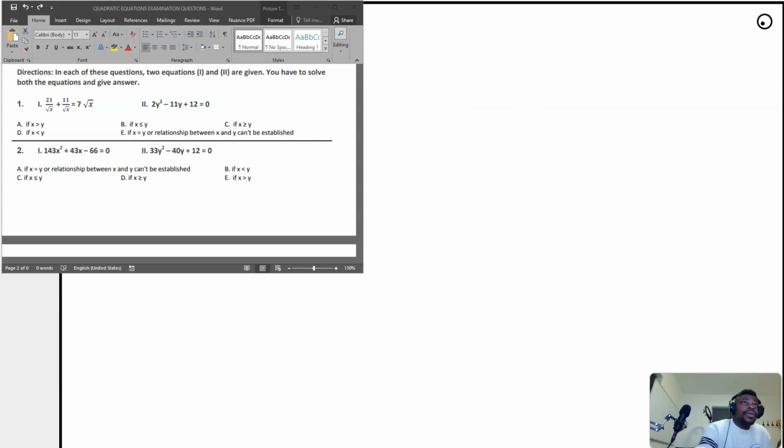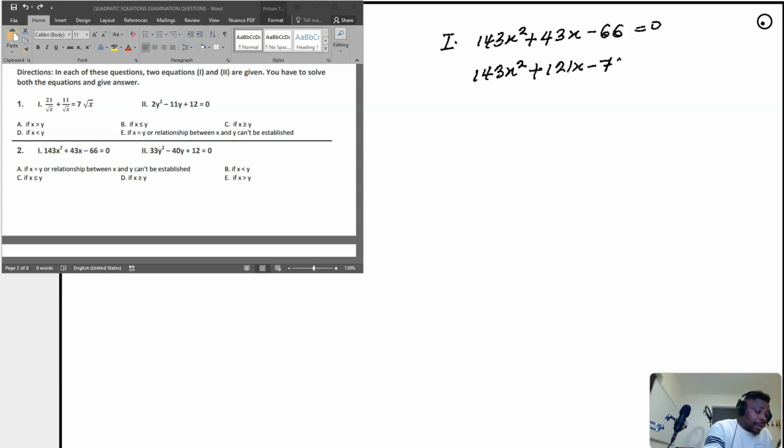Now the next question 2, we're given the first one to be 143x squared plus 43x minus 66 equals 0. Let's solve this one first. Okay, we can easily factorize this.